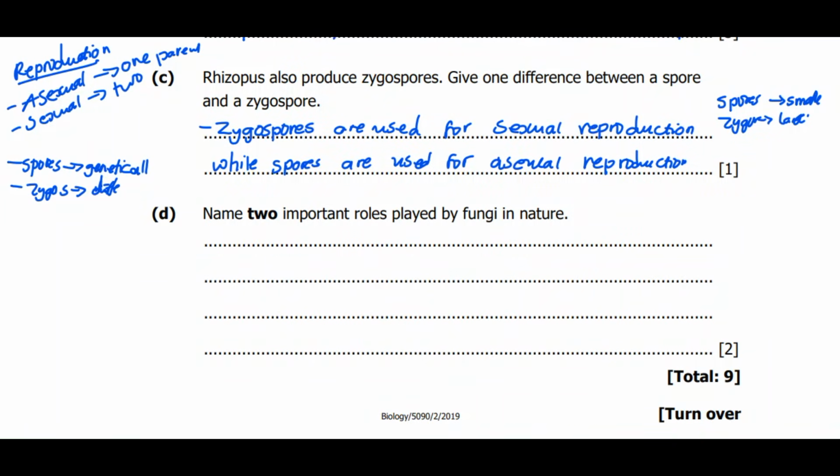Then we'll move on to question D. Name two important roles played by fungi in nature. So the fungi help the dead organic matter to decay or to decompose or to break down. That is our first one.